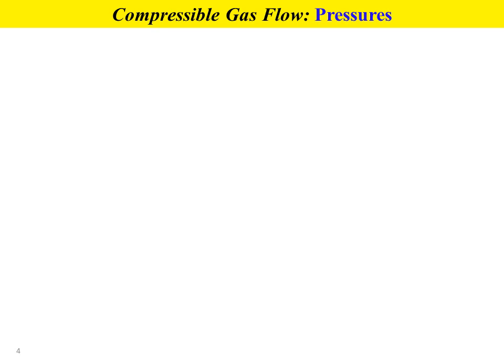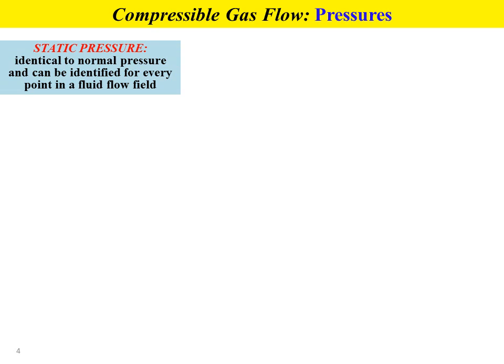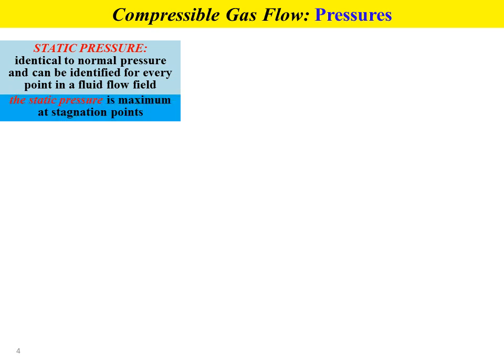The second parameter for compressible gas flow is pressure. There are 5 different pressures that we will discuss. First, the static pressure, which is identical to normal pressure and can be identified for every point in a fluid flow field. The static pressure is maximum at the stagnation point.